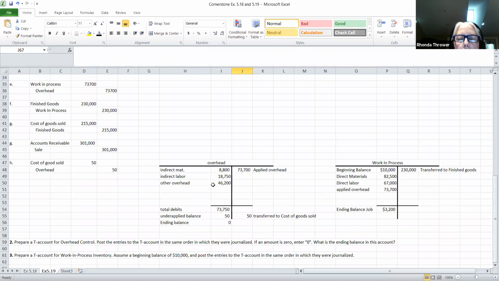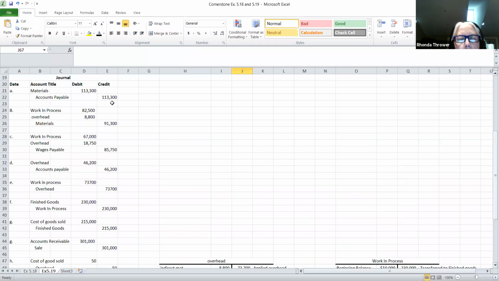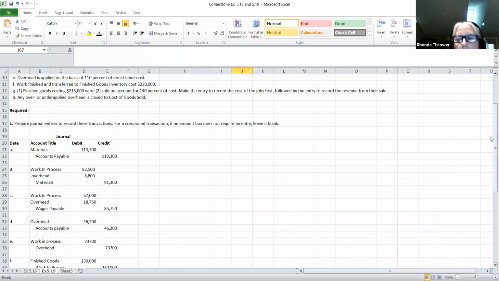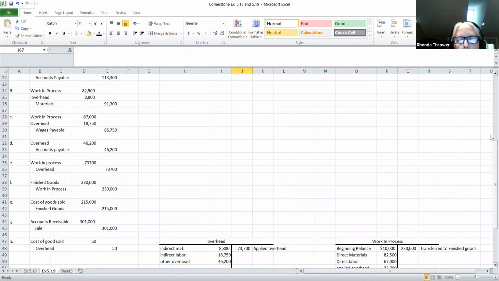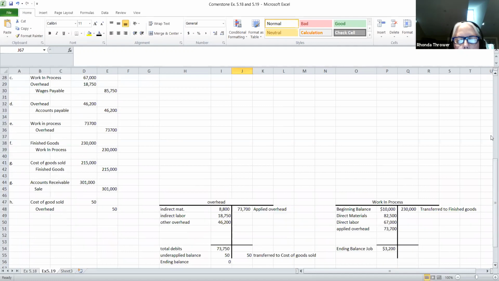Because the cost of my overhead was more than I estimated, I have to add it to the cost of goods sold, because it will become a part of the total cost that we incurred for this month. So my cost of goods sold is debited because it's added to this. My overhead is credited for $50 because I want to zero it out. I want to close it at the end of the accounting period. That's what they're telling you to do in transaction H, and that's what I did there.